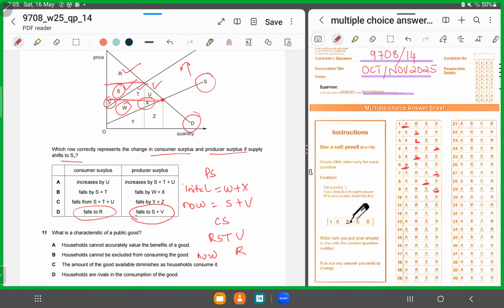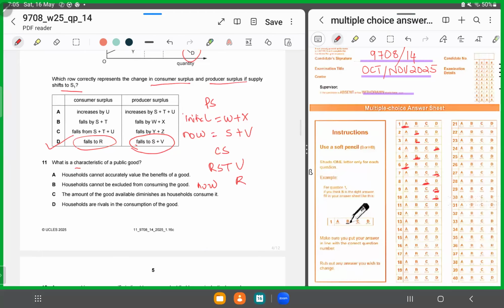So looking at both parts of the table, the correct answer is D. So for 10, we'll shade in D as the correct answer. I hope you've understood. Moving forward, what is a characteristic of a public good? We all know a public good is one which is non-excludable and non-rivalry is there.